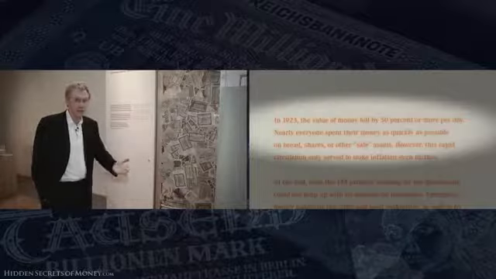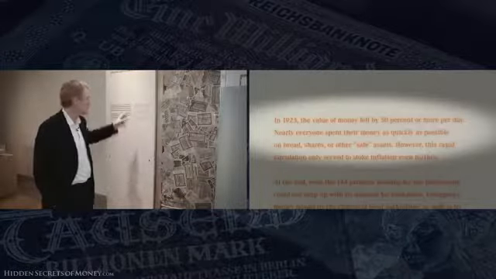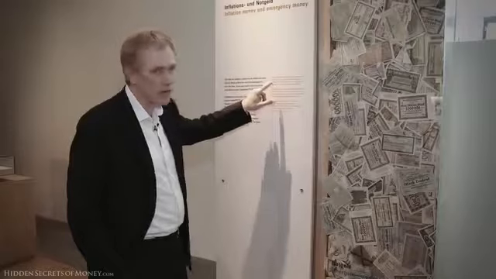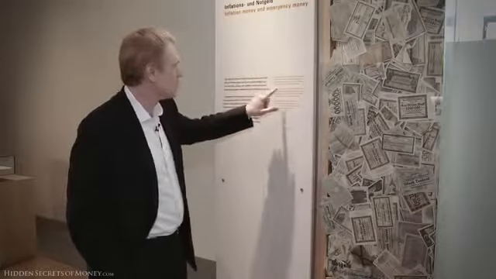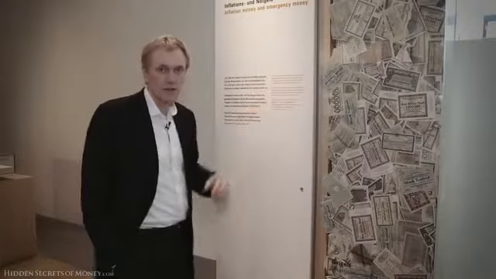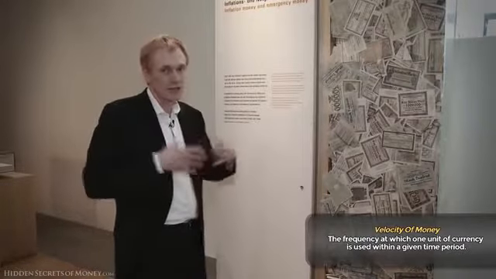So in 1923, the value of money fell by 50% or more per day. That means prices are doubling every day if it's falling by 50%. Nearly everyone spent their money as quickly as possible on bread, shares, and other safe assets. Well, I don't consider shares safe assets. Actually, the stock market did not keep up with the inflation. However, this rapid circulation only served to stoke inflation even further. That's the function of velocity of money. When velocity picks up, it's just like expanding the quantity. It's got the same effect.